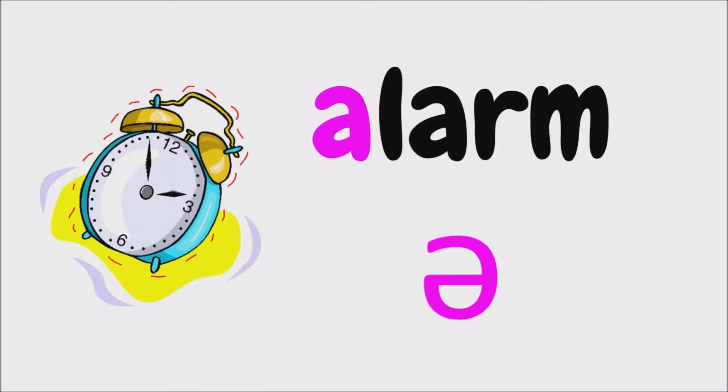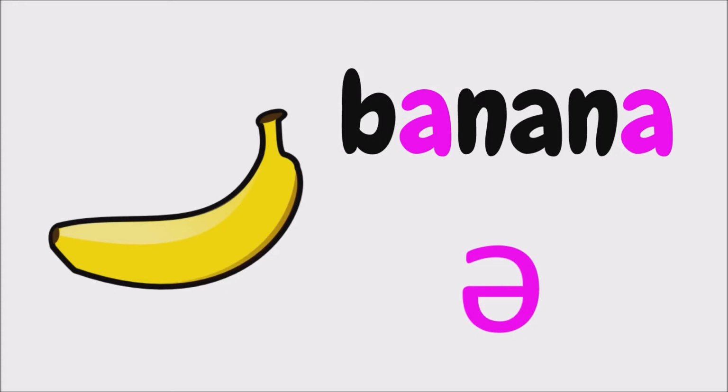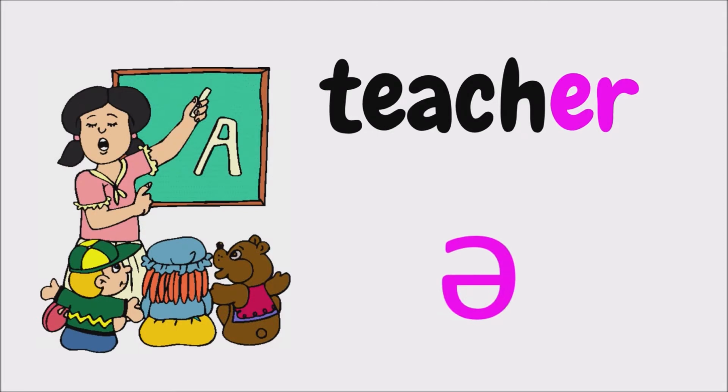The schwa sound is represented by this symbol here. It's an upside down E, so a very lazy E, can't even be bothered to stand up straight. And so this is the sound schwa. Okay, so let's take a look at some words which have the schwa sound in them. Alarm, computer, banana, teacher.